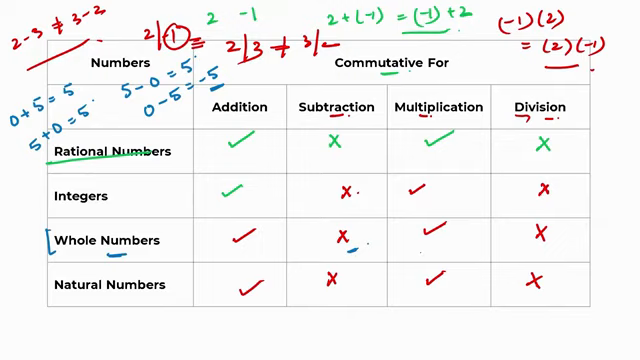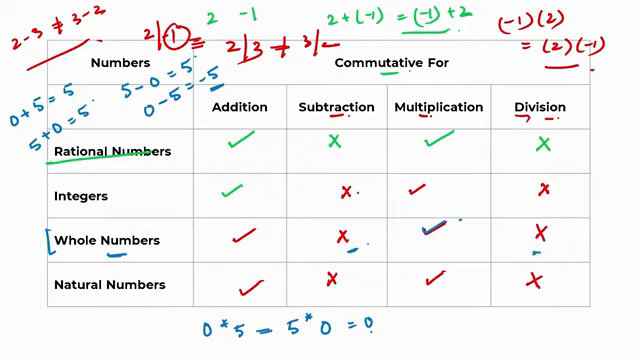Therefore, I have put a cross here. Simple, right? Now, whenever I talk about multiplication, in that case also I can say that 0 multiplied by 5 is equal to 5 multiplied by 0, because the answer always needs to be 0, irrespective of the order in which I am doing the multiplication with whole numbers. Therefore, it's closed and I've put a tick.